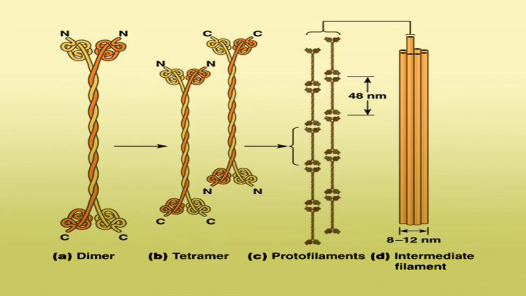Tetramers bind end to end, forming protofilaments 2 to 3 nanometers thick, which pair together into protofibrils. Finally, four protofibrils form a single intermediate filament that is 10 nanometers in diameter. The tails extending from the tetramers composing a protofilament often are visible as projections along the length of a fully assembled intermediate filament.